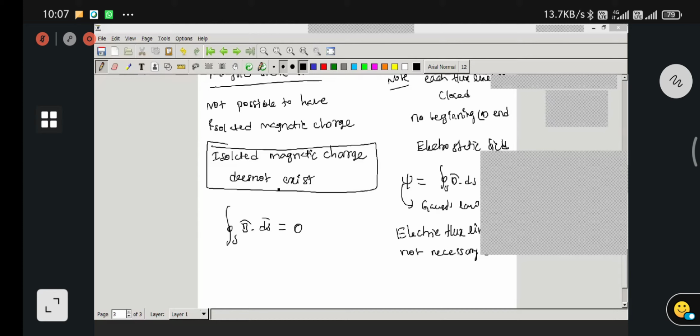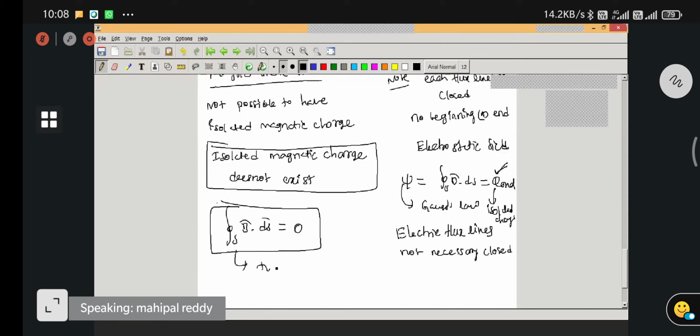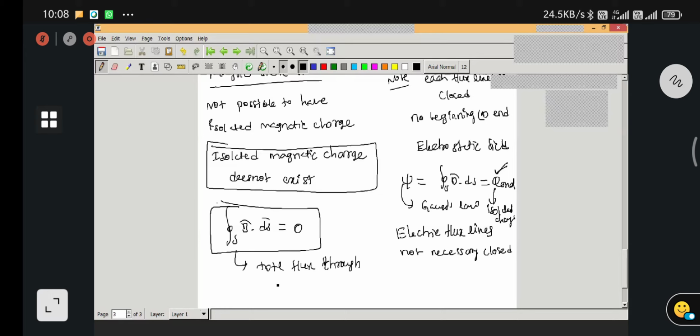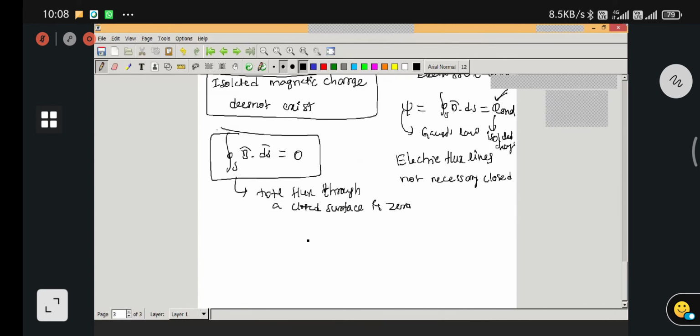This is what I am writing: the closed surface integral of B dot dS equals 0. The total flux through a closed surface is 0. This is the law of conservation of magnetic flux. We are using Gauss's law of the magnetostatic field.